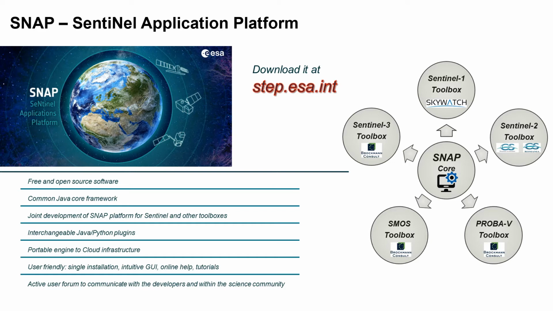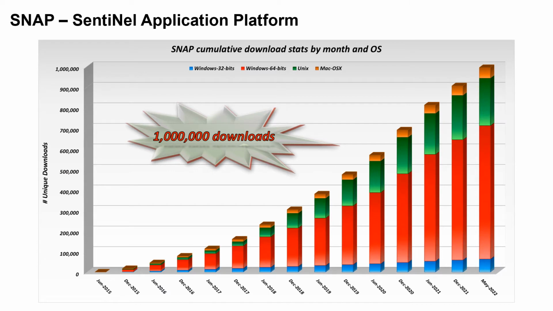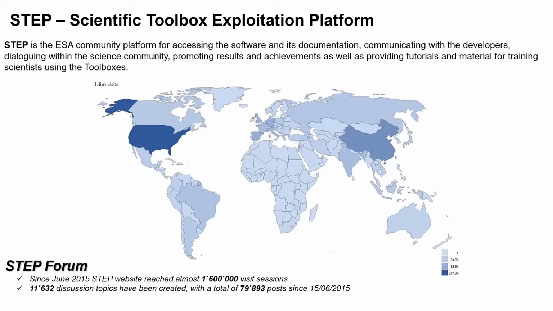It's possible to download SNAP software freely from step.esa.int. Some statistics: recently, SNAP reached 1 million downloads, counted since June 2015. On STEP, we have more than 1,600,000 visit sessions since June 2015. STEP is the ESA community platform where you can access the software, download documentation, and communicate with developers and expert users.